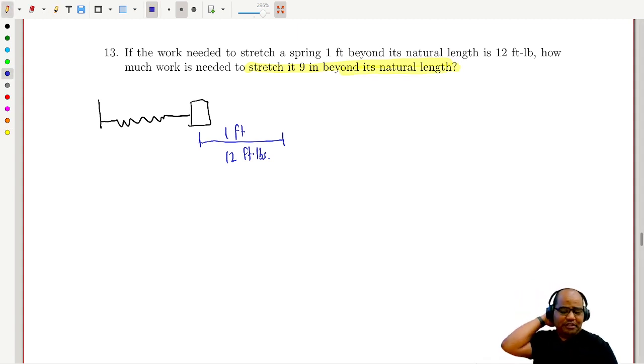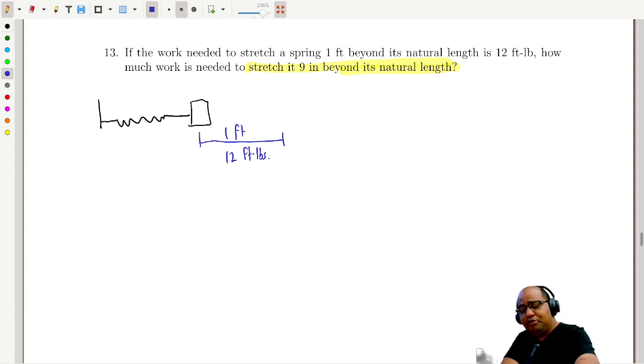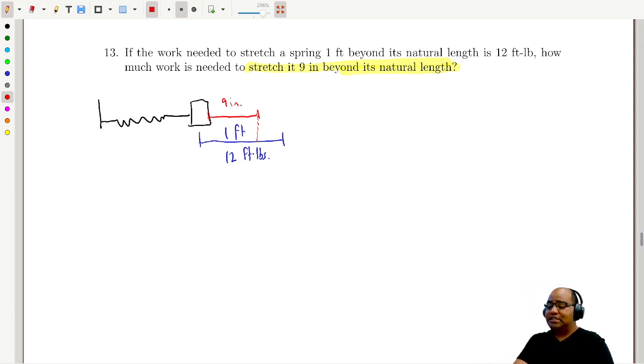So in order to figure that out, let's mark that on our picture here. Note that our new distance is smaller than the given distance. So I'm going to say that about 9 inches is right there. I want the work done in stretching it 9 inches beyond its natural length. Okay, well, we have a work already. We don't have a force function, but we can actually use stuff that we know.